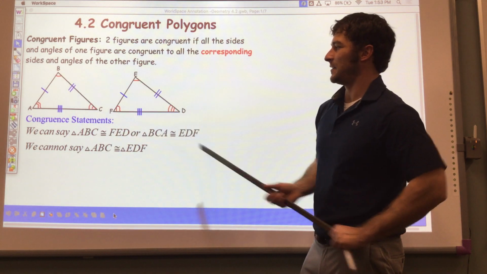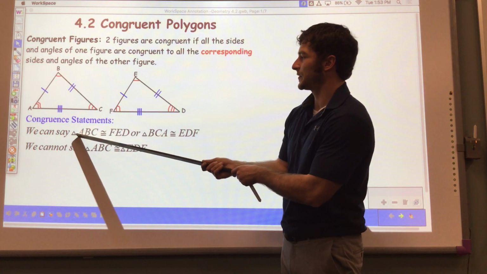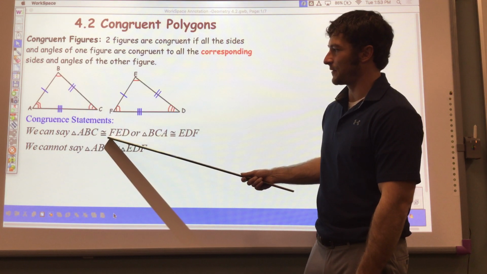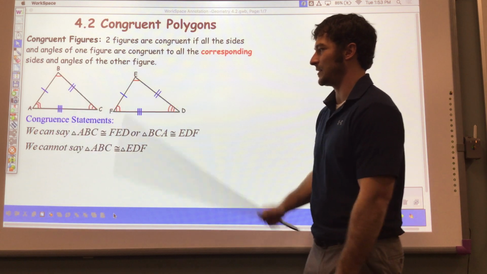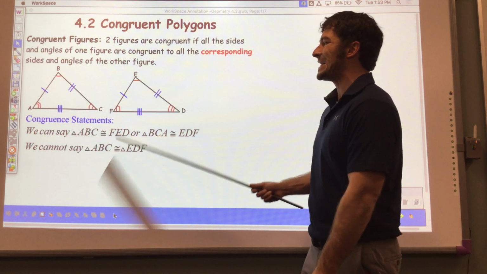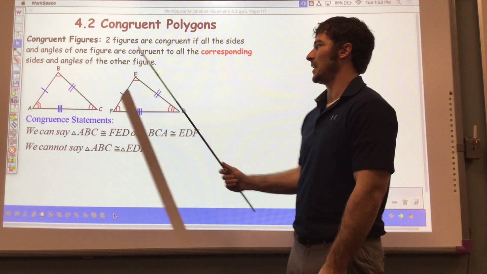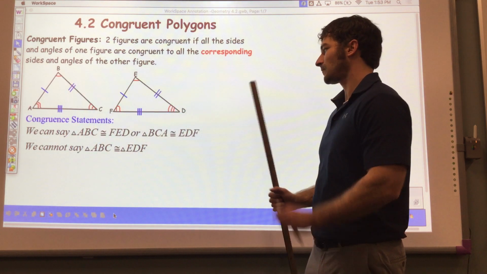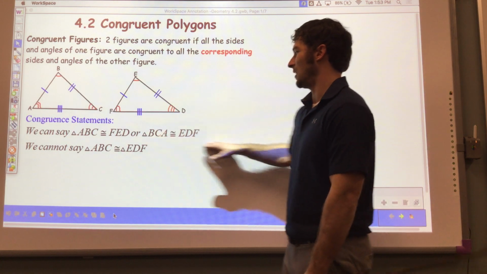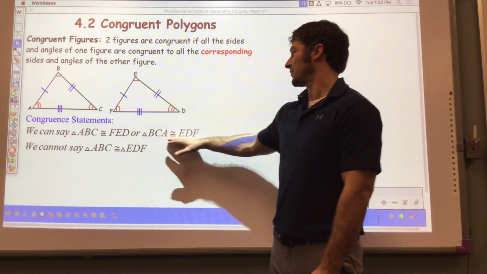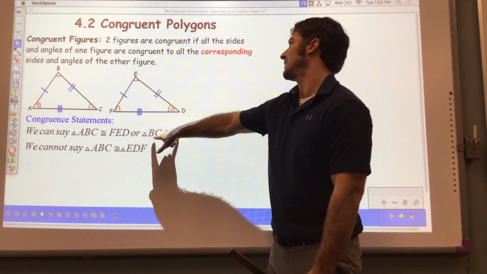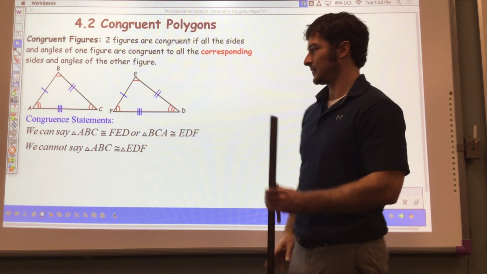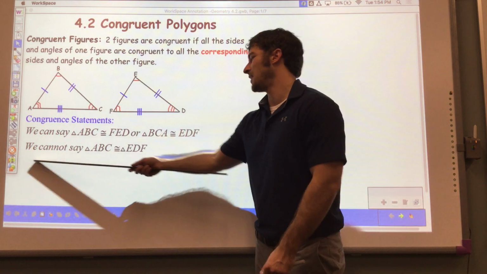And the reason that we say it in this order, well, A, since it's the first letter, should be congruent to F, since that's the first letter. So A and F, we see that they're the same. B and E are the second letters. Again, they match. And then C and D also match. You could also say this one here. Triangle BCA is congruent to triangle EDF because, again, B and E match, C and D match, A and F match. However, this one at the bottom does not work.